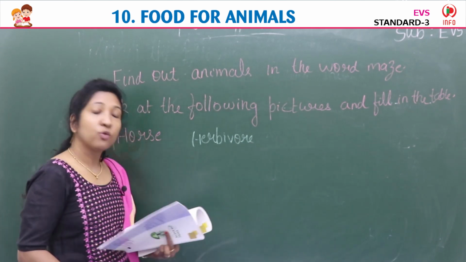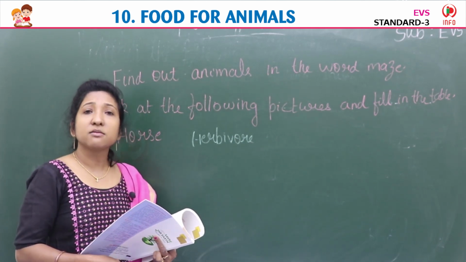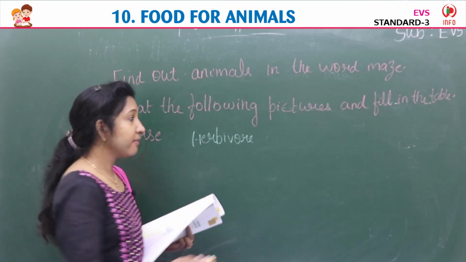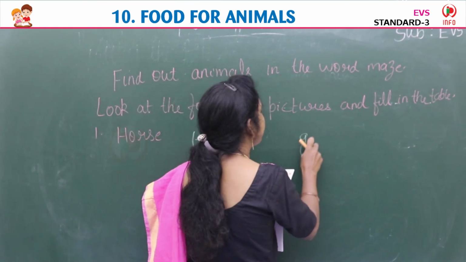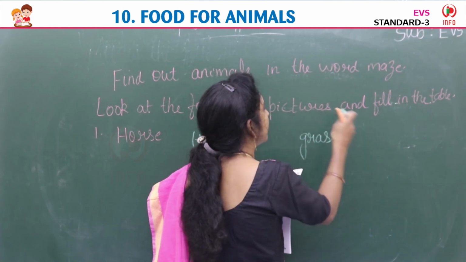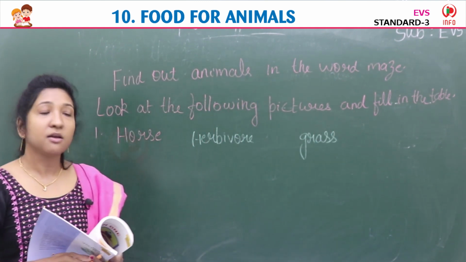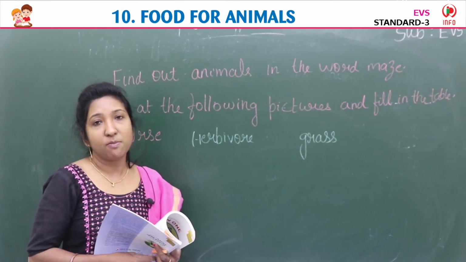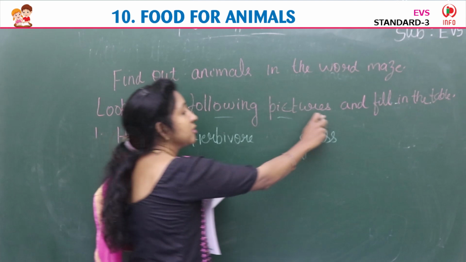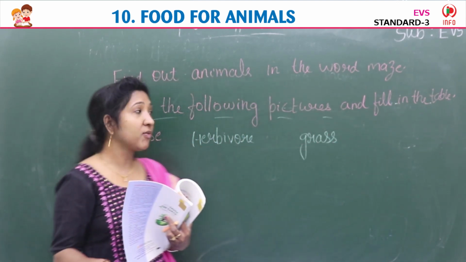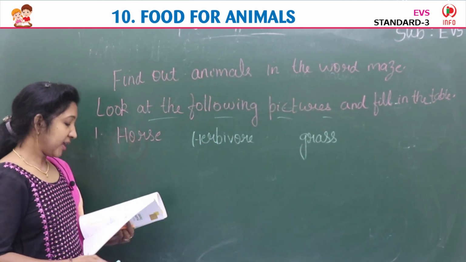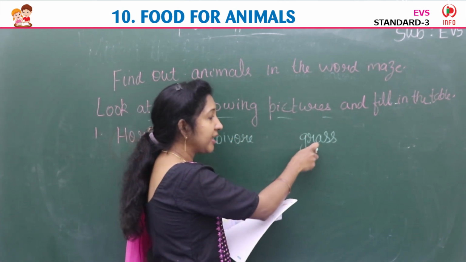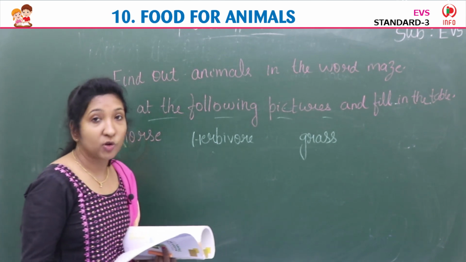Okay. Now, what are the foods they eat? Third column, the food they eat. They eat, yes, grass. Okay. Herbivores eat or horse eat grass, we say, because they are plant eating animal. Okay, children. So, the first picture is horse. It is a herbivore and the food they eat is grass.